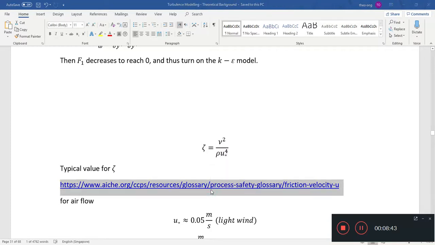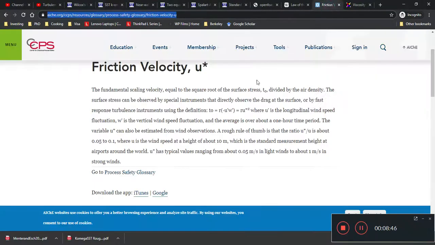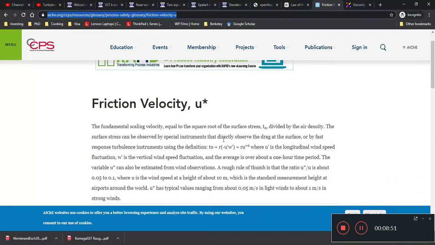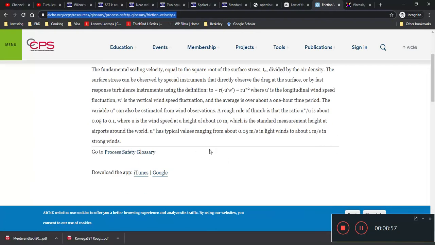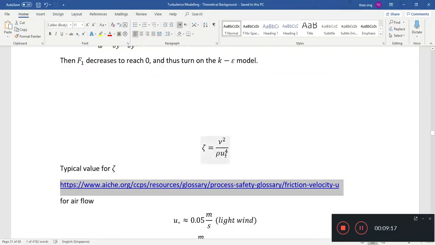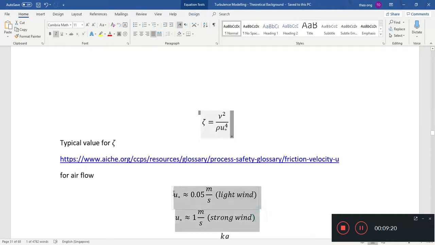Okay, so we go to a typical friction velocity over here in this IChemE page. This is from a chemical process safety website. U star, the friction velocity, has a typical value ranging from 0.05 meters per second in light wind to about 1 meter per second in strong wind. So if we use the example of air, U star equals about 1 meter per second. So this is what I have here: light wind and strong wind, typical values of U star.